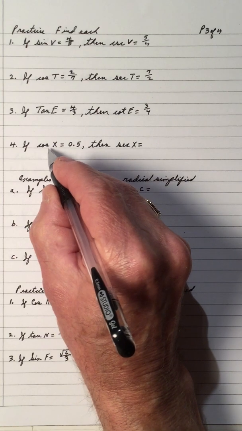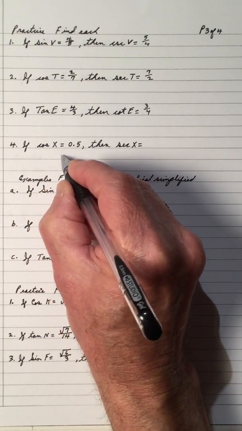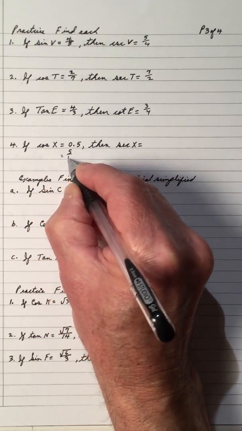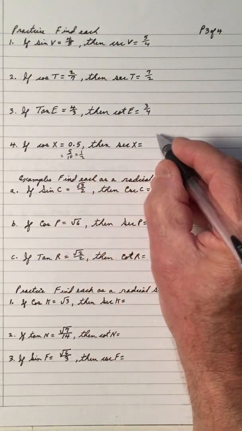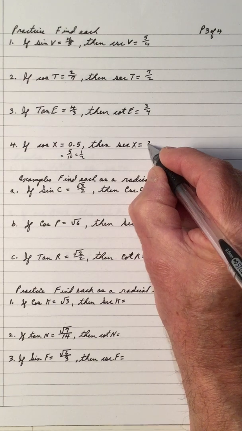And the cos of x is 0.5. 0.5 is 5 over 10, which is 1/2. So the secant of angle x, the reciprocal, is 2 over 1, or just 2.